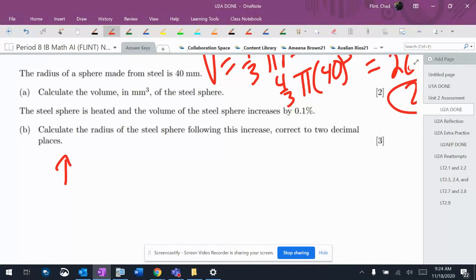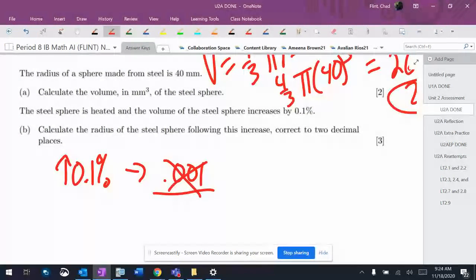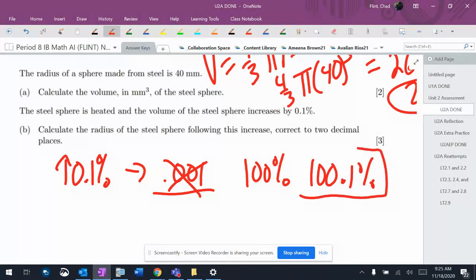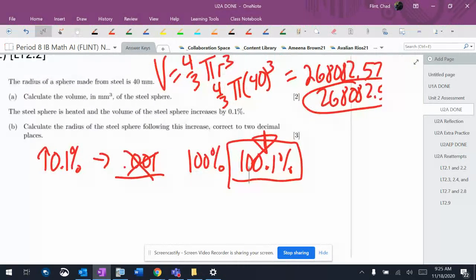So if I increase by 0.1%, that is 0.001 in terms of a number. Now, I'm not going to use that yet, because if I stayed exactly the same, I'd be at 100%. So I'm increasing by 0.1%, which means I'm at 100.1%. That's what I have now. So I have 100.1% of what I had before.